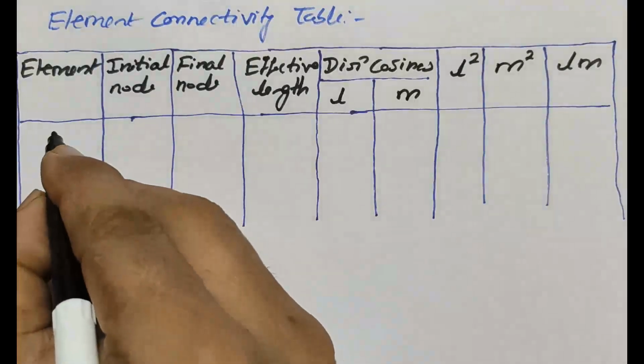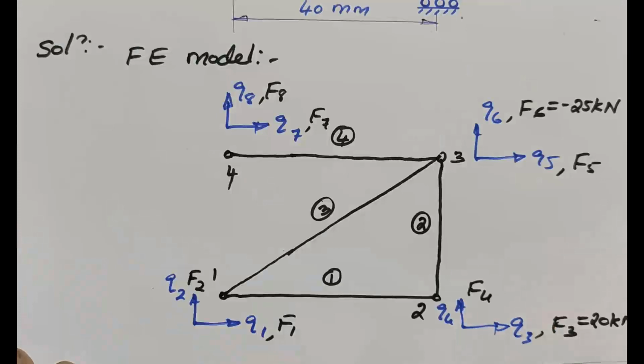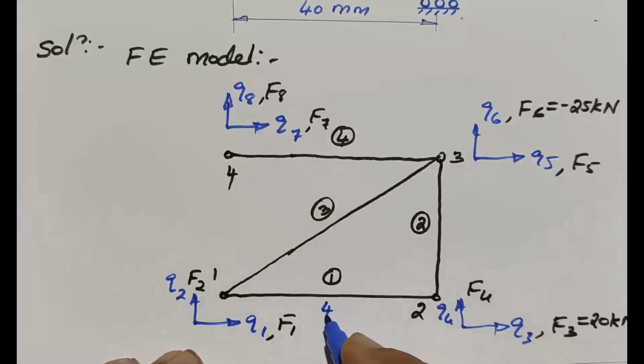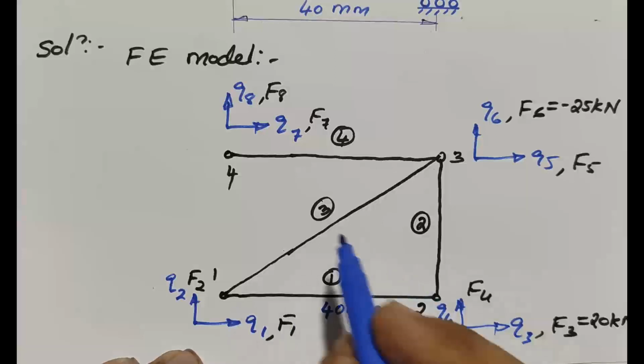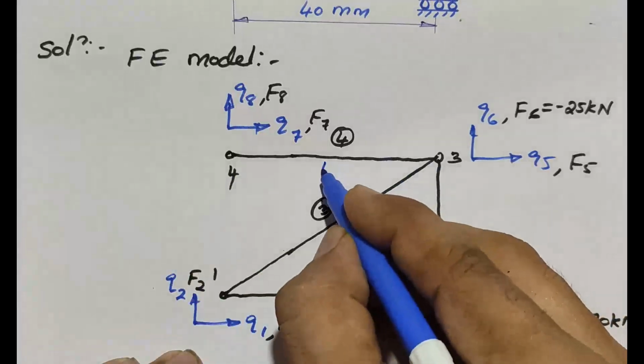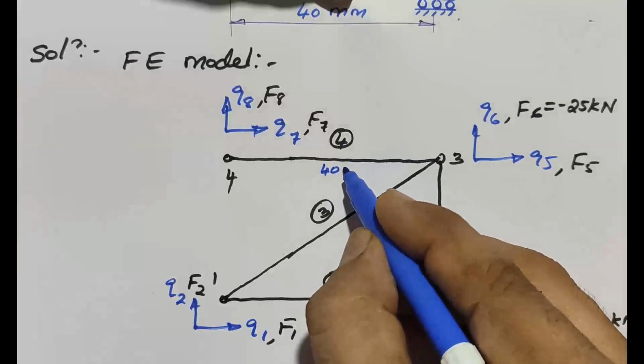See, element number 1. If we see the FE model, element number 1 connects node number 1 to 2. We have to take node number 1 as origin if we consider this truss system in the Cartesian coordinate system. So, node number 1 will be at 0, 0 and the length of the first element is given. It is 40 mm. If this length is 40 mm, the length of the fourth element also becomes 40 mm.